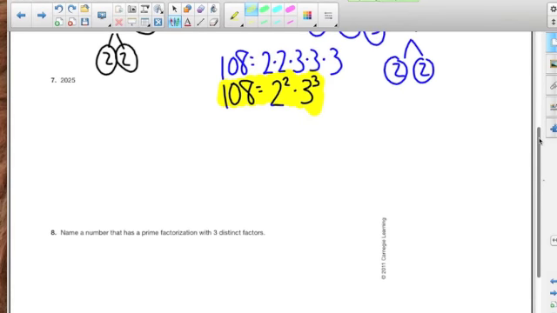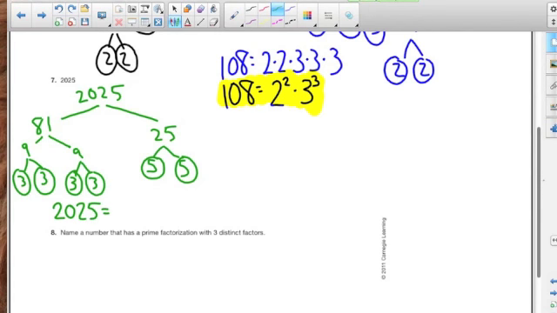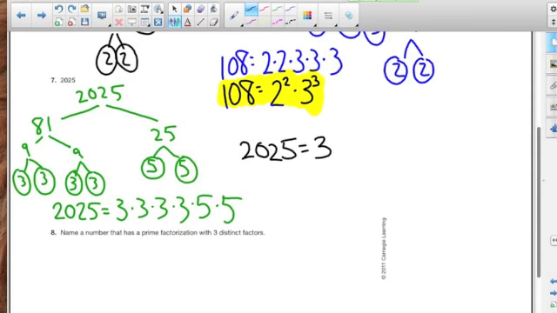Number 7 looks difficult, 2025. If you're able to divide it by 25, you see that the other factor, the factor pair with 25, is 81, which is kind of easy to break down. It's 9 times 9, and then each of the 9s breaks down to 3 times 3. So for 2025, we have 3 times 3 times 3 times 3 times 5 times 5. And if I misspoke, it would be 3 to the fourth power times 5 to the second power.